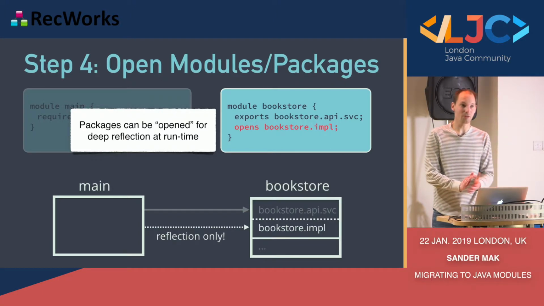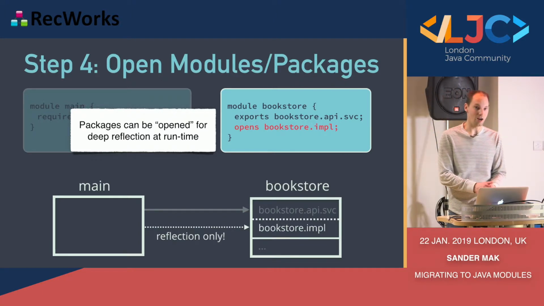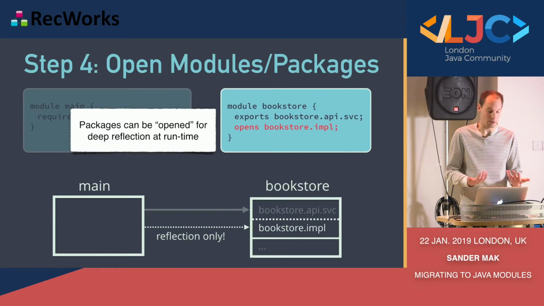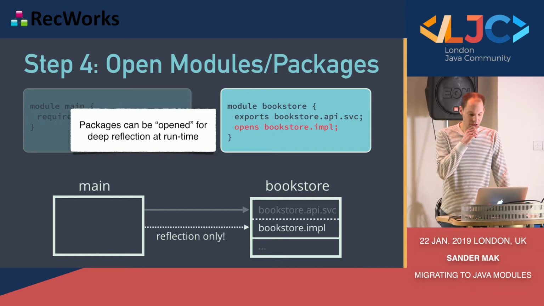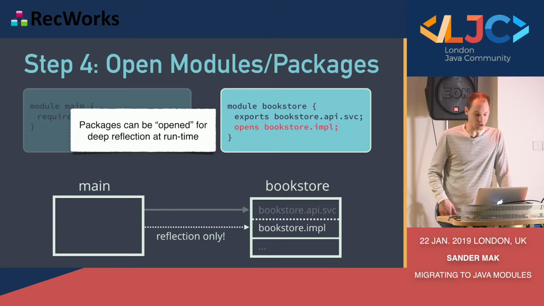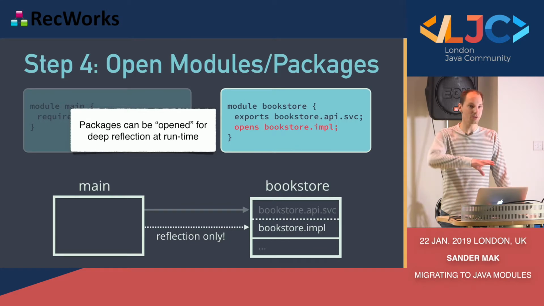But at the same time, we want to give Spring and Hibernate the ability to do their magic at runtime using reflection, because, well, we're using these libraries and they still need to function. So what you can use there is the notion of an open package. An open package is a package that contains types that you don't want developers to take a dependency on at compile time, but that you do want to expose to frameworks at runtime for reflective use.